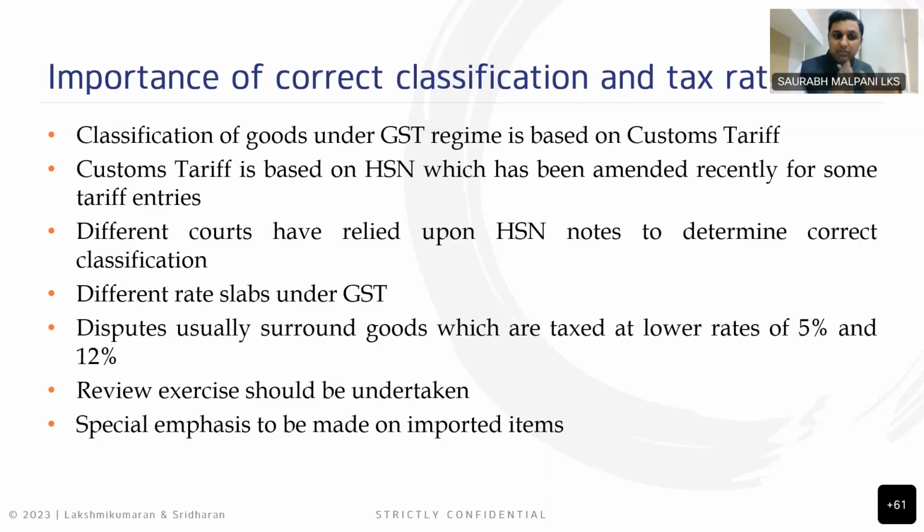You should have a review exercise of whatever goods you're charging at 5%, 12%. Even scraps, I've seen many times charged at 5%, 12%, but many times it is chargeable at 18%. So put an emphasis on this, especially on imported items, because there the classification has to be decided by you, and you are declaring it under the bill of entry. So be careful about it.